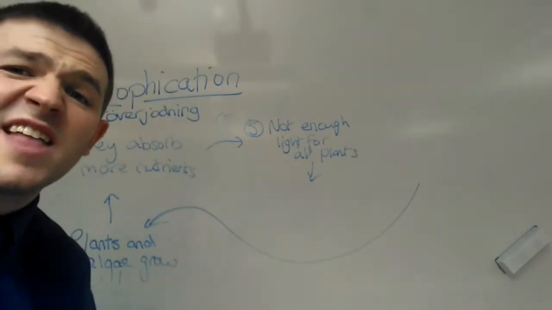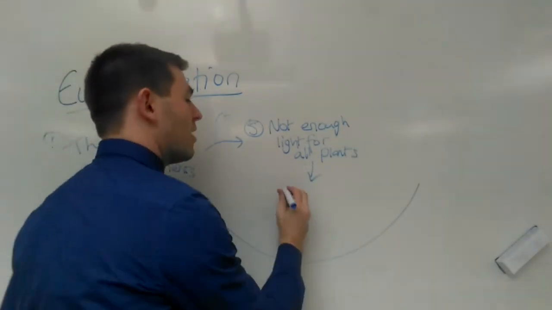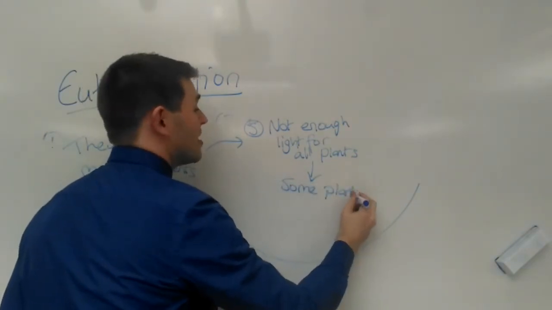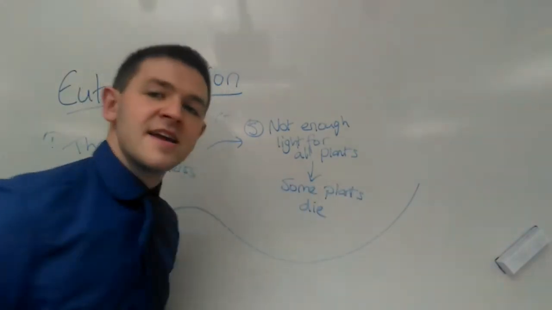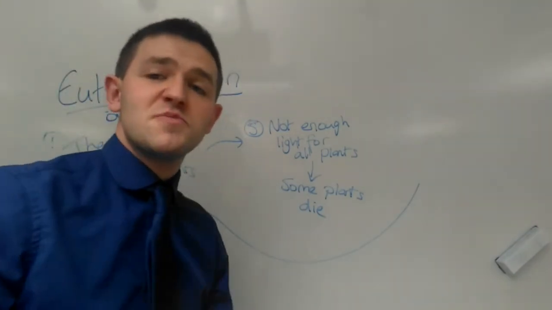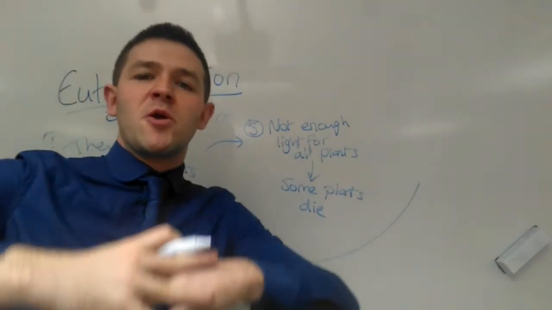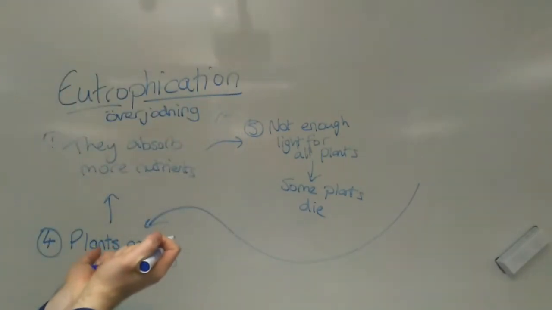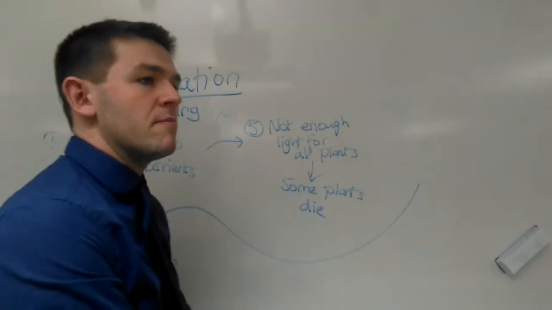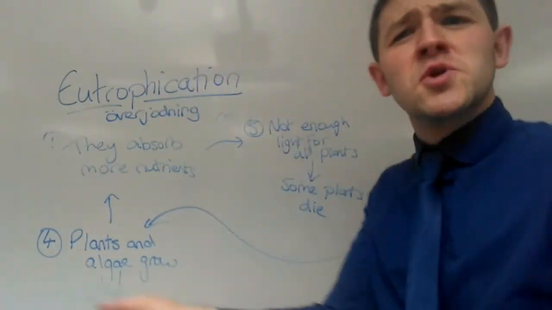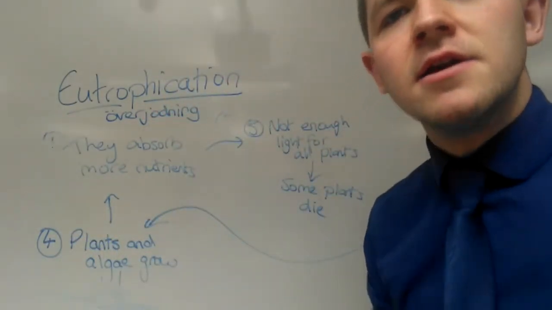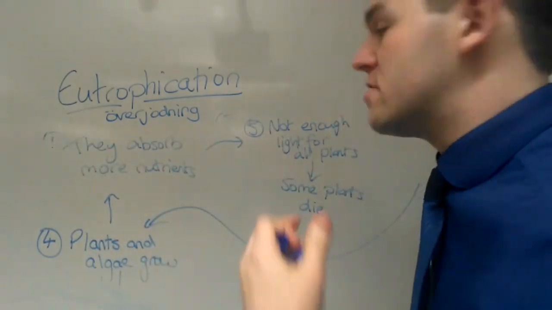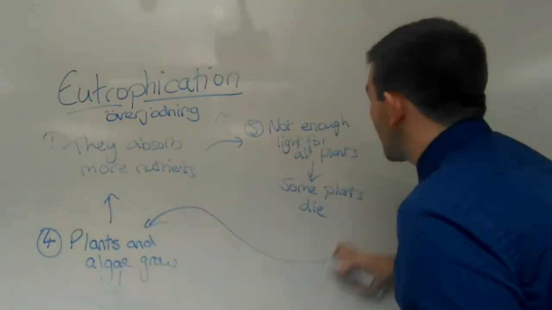And then, because of that, not enough light for all the plants, some plants that started growing, they die. Not all those plants can live. Some of them, when they grow, they will start to die. Big problem. Kind of. Because okay, because bacteria in my lake, there's decomposers. They will break down those plants. It's going to be okay.